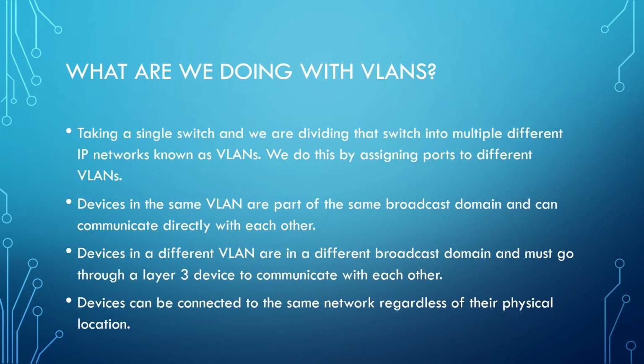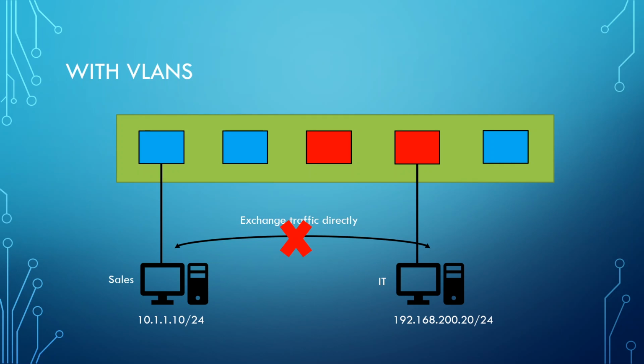So like I said before, we're taking a single switch and we are dividing that switch into multiple different IP subnets known as VLANs, and we do this by assigning different ports on that switch to different VLANs. And so the devices in the same VLAN are part of the same broadcast domain and can communicate directly. Devices in different VLANs are in a separate broadcast domain, different IP network, and have to go through a layer 3 device in order to communicate. And devices can be connected to the same network regardless of the physical location. So we could have devices in 2 separate buildings be part of the same VLAN and therefore be part of the same IP network.